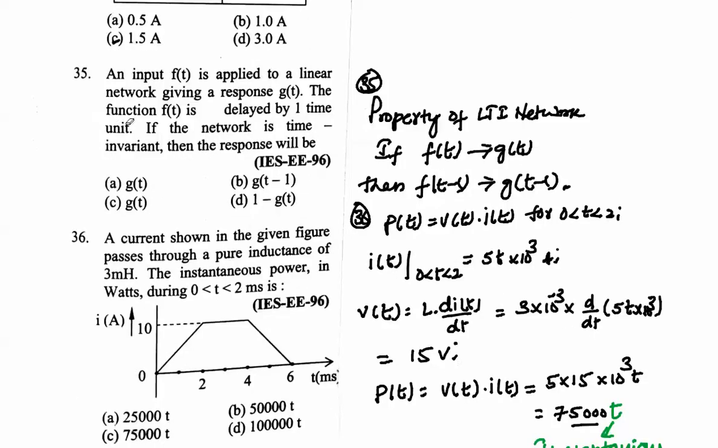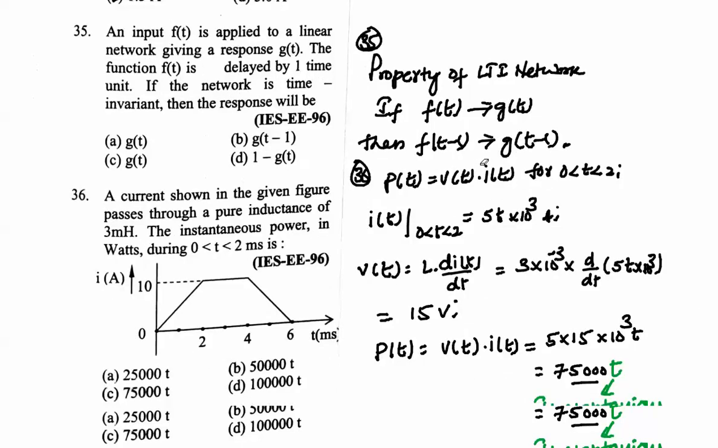Next, an input f of t is applied to a linear network giving a response g of t. The function f of t is delayed by one time unit. If the network is time invariant, then what will the response be? The property of a linear time invariant network is that if you give f of t as a function, you will get a response g of t. Then if you delay the input by 1 second, the output is also delayed by 1 second. Why? Because it's a linear time invariant system.